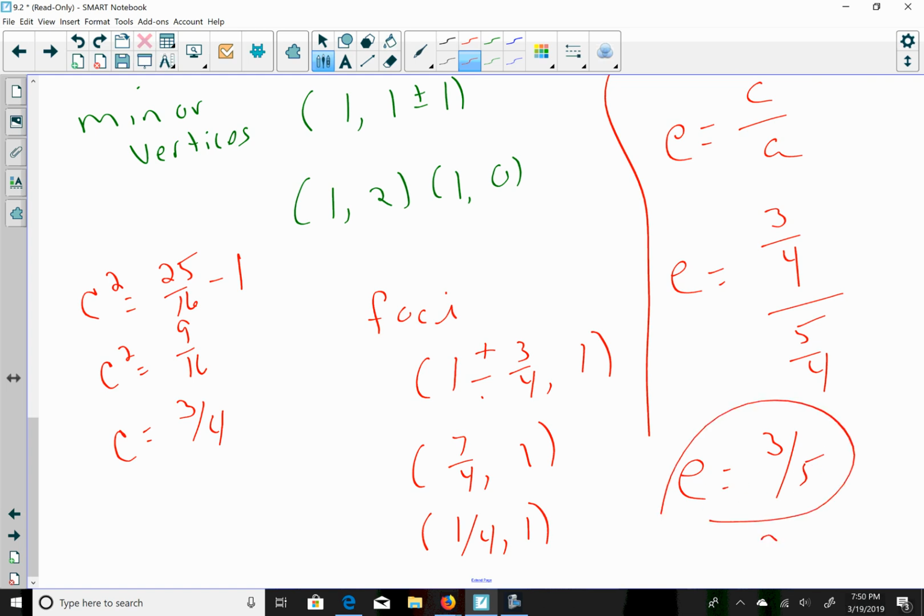And that's approximately 0.6, which means it's not really close to 0. It's a little bit closer to 1. It's more than 1/2, so it's more elliptical than circular.